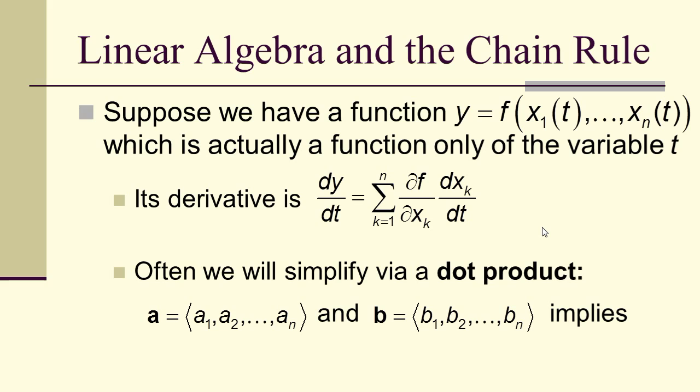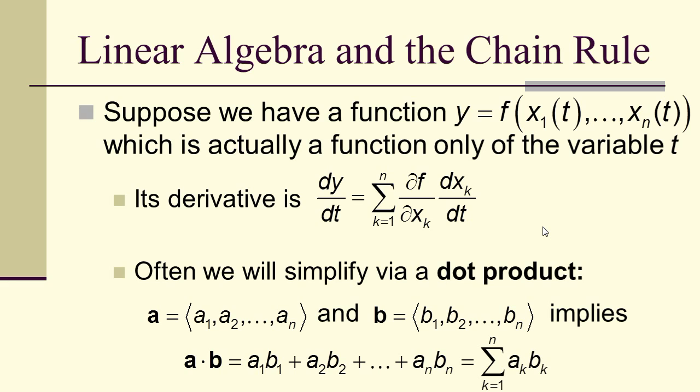And often we will simplify this using a dot product. So if A is A1 up to An and B is B1 up to Bn, then A dot B is A1 B1 plus A2 B2 all the way up to A sub n B sub n. Or writing it in summation notation, the sum from k equals 1 to n of A sub k B sub k. So we will see linear algebra, but just in this very simple representation as notation, and even the notation we will develop in the course.